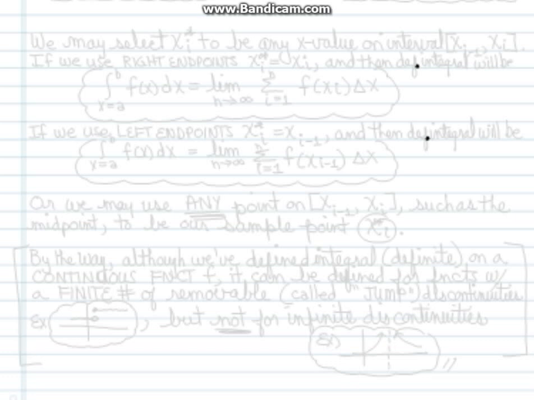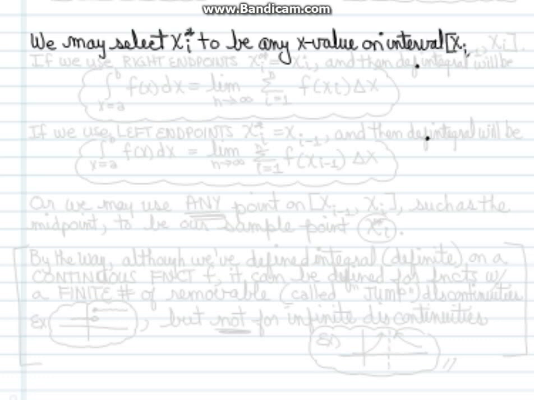We're going to make some general observations about finding the integral, the definite integral. The first observation is that we may select the sample point x sub i star to be any value that lives on the interval from x sub i minus 1 to x sub i. It could be a left endpoint, a right endpoint, a midpoint, or any value in between.